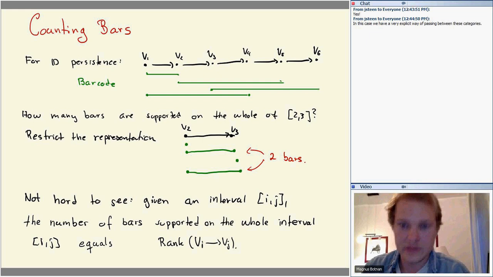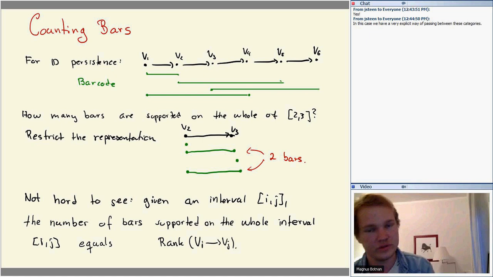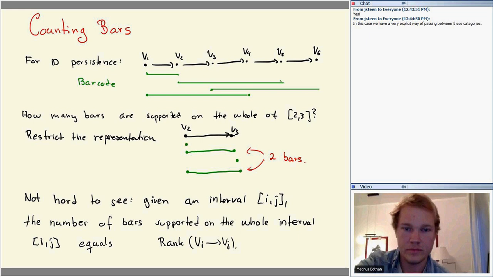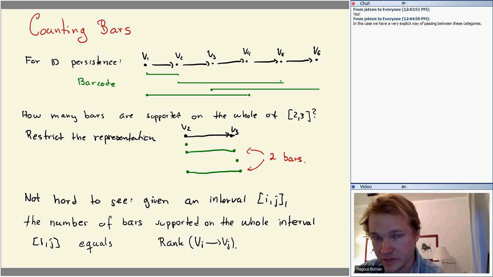Okay. So, our results count bars. Let's have this 1D persistence module, and of course, I can decompose it into the barcode. But let's say I want to know how many of the bars are supported on the full interval, 2 to 3. So now if I take my restriction, a standard representation above here, the bars below here, 4 bars restrict to this. And I see there are 2 bars which are on vertex 2 and vertex 3.